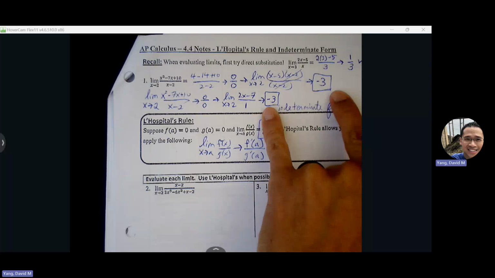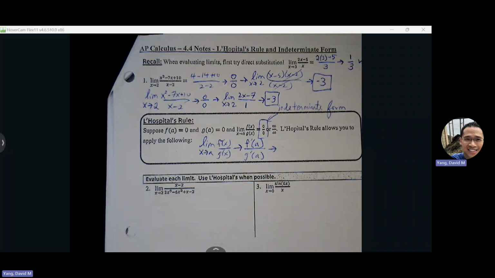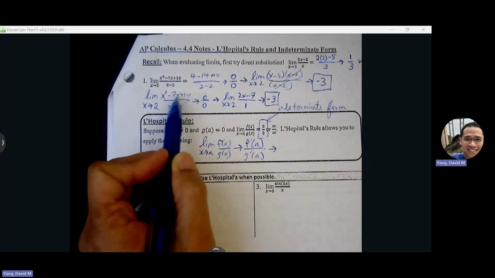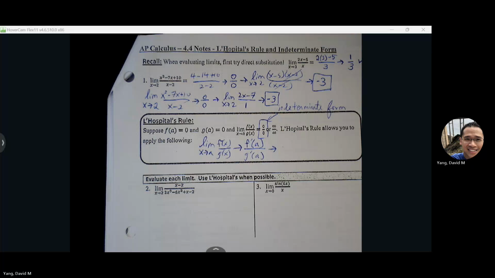It's just now a different option for us, rather than going through the other methods that we learned in the first unit, whether it's factoring or complex fraction or conjugate. Now, if we get 0 over 0, we can take the derivative of the numerator and denominator separately and reevaluate our limit.